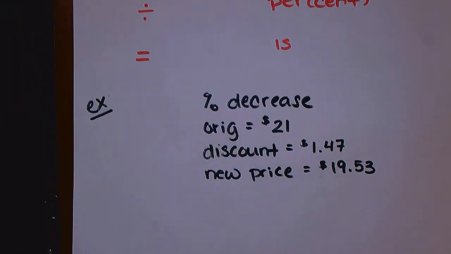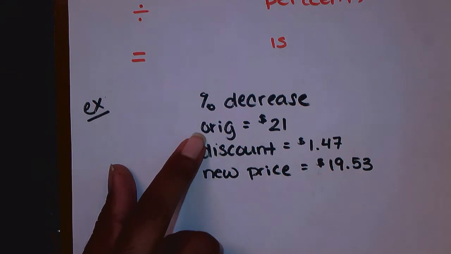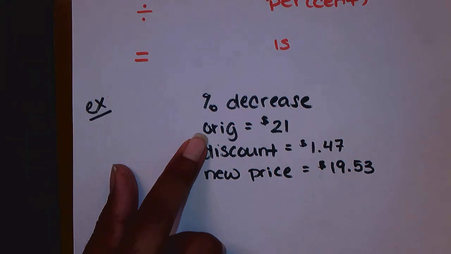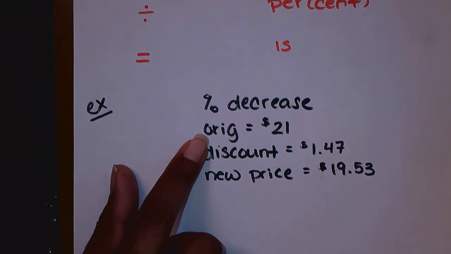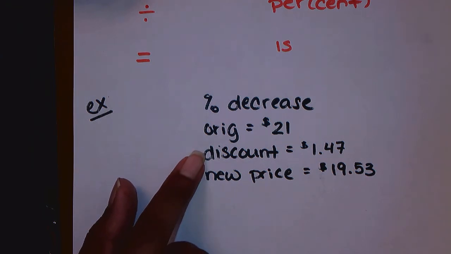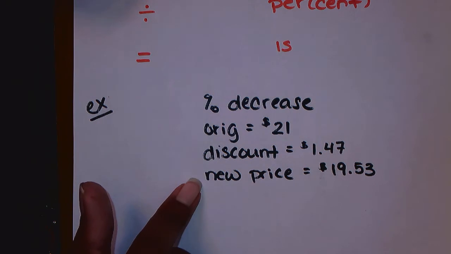My problem says, Swab has a loyalty card good for a discount at his local grocery store. The item he wants to buy is priced at $21. So this is a percent decrease problem. The item is priced at $21, that's the original price before discount and tax. After the discount and before the tax, the price is $19.53. So the new price is $19.53, which means that he had a $1.47 discount. How did I do that? I just found the difference between the original price and the new price.